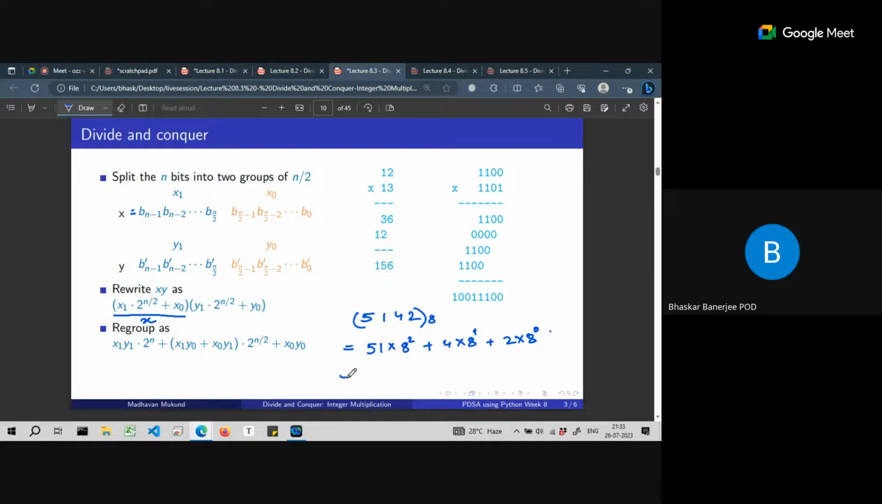So in a general scenario, 5 into base to the power 3 plus 1 into base to the power 2 plus 4 into base to the power 1 plus 2 into base to the power 0. This is the normal way of representing any number with its place value and with the base to the power of the exponent, right? This is how we represent. Now if it is binary, this base will be 2.